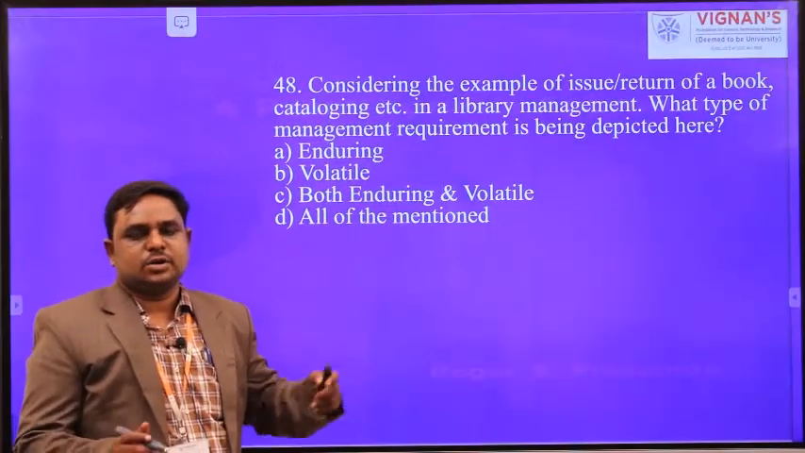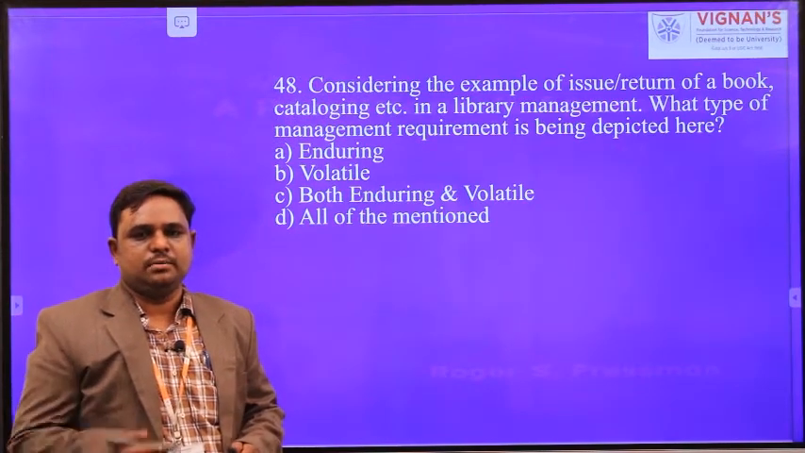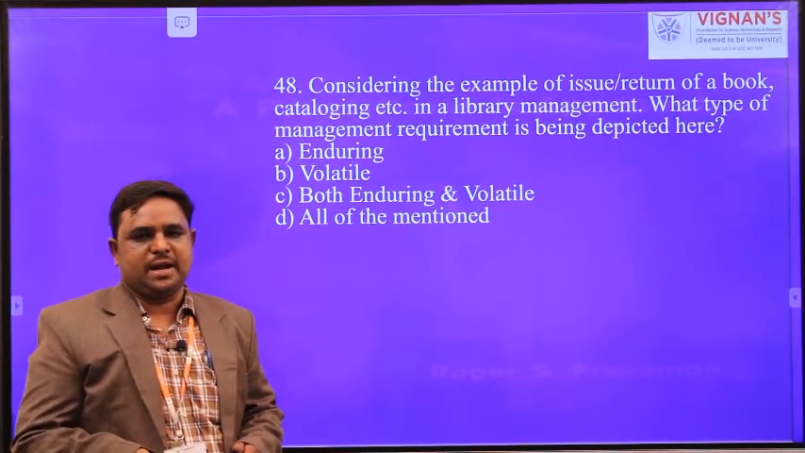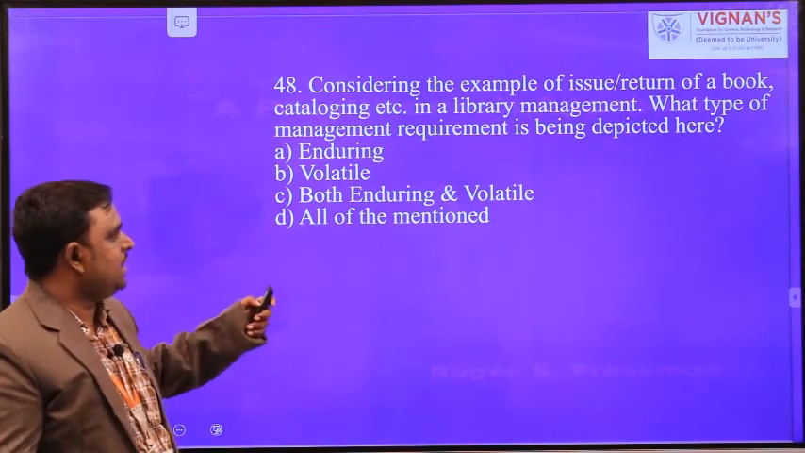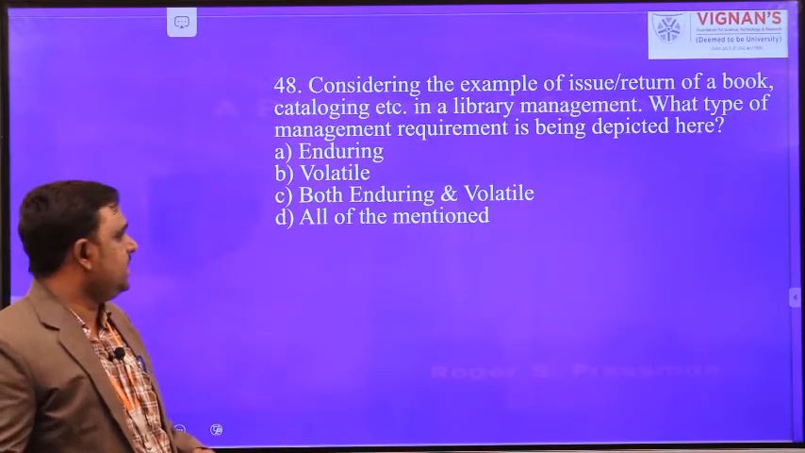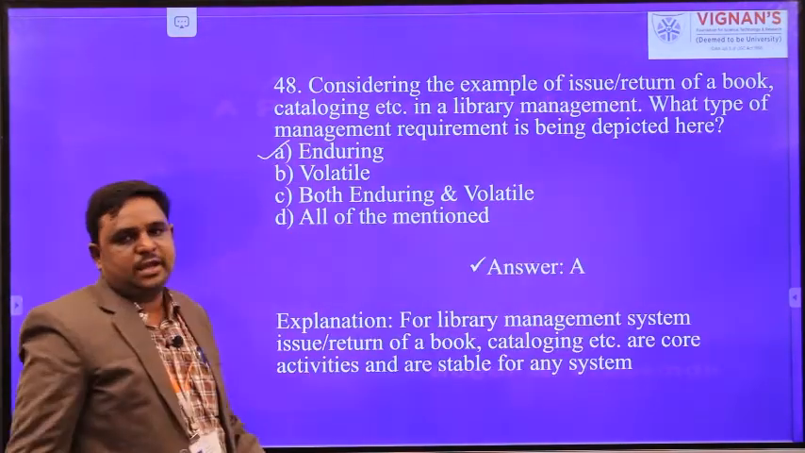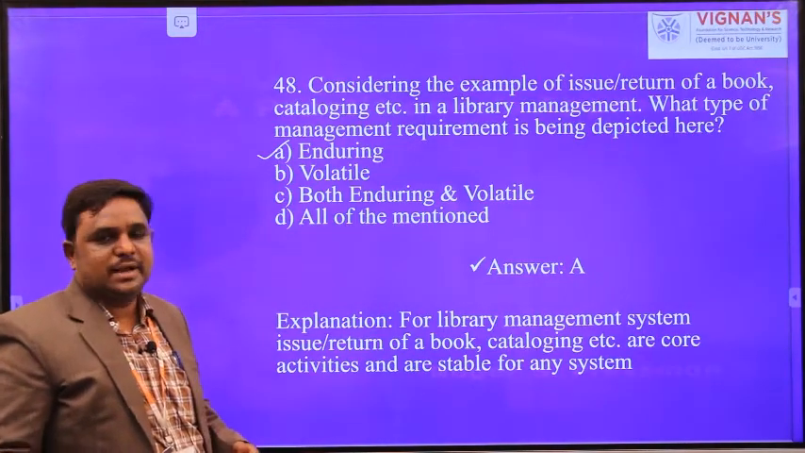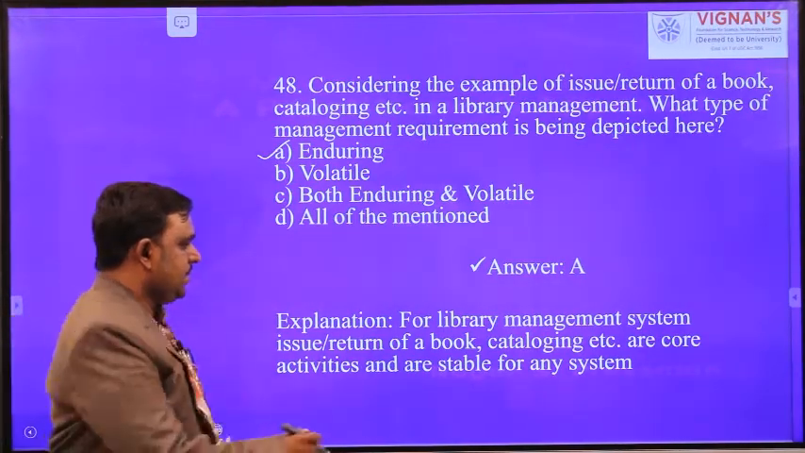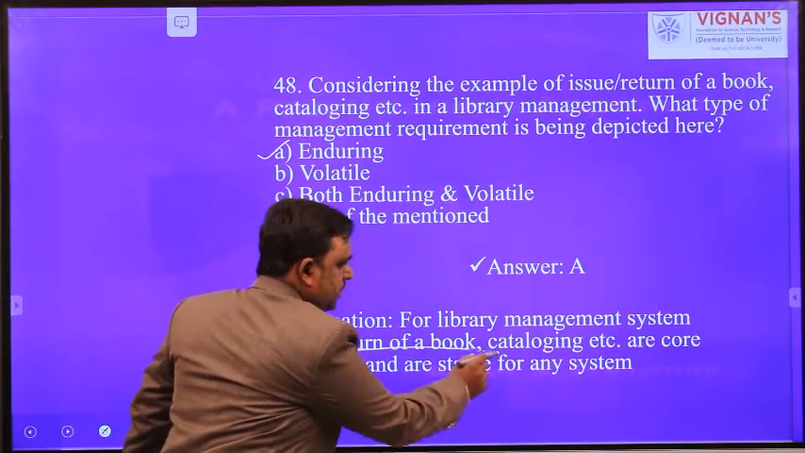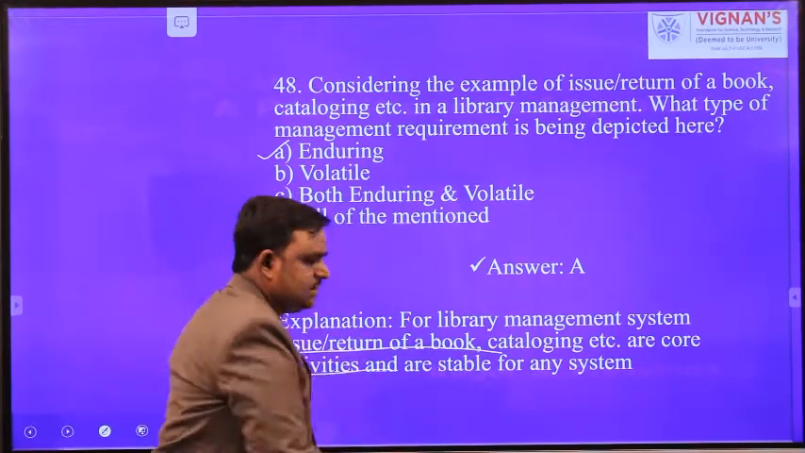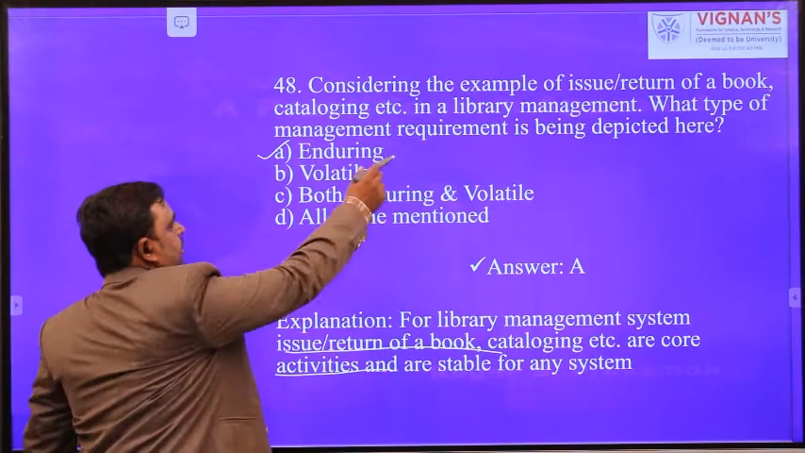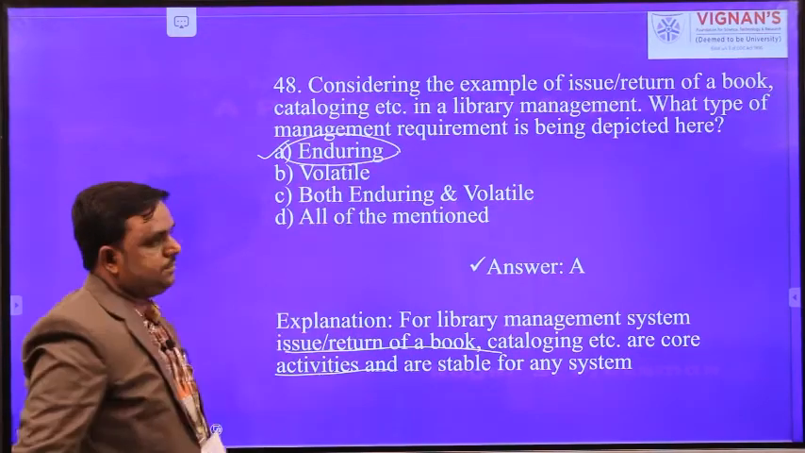Next question is, consider one example, issuing a book in a catalog, that is a library management system. What type of requirement is being depicted here? The answer is enduring, because issuing a book is a major activity. For a library management system, issuing a book is a core activity. That's why it comes under enduring.